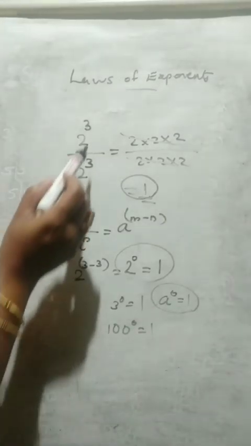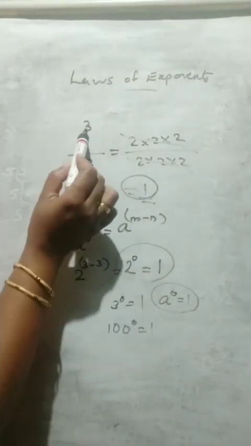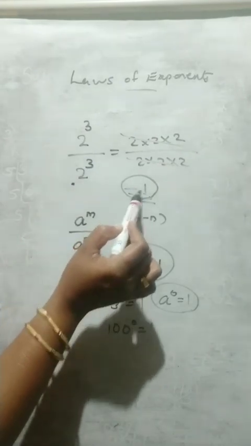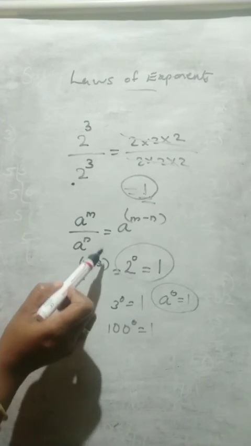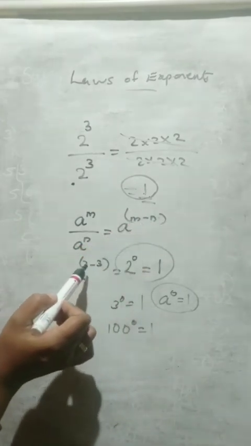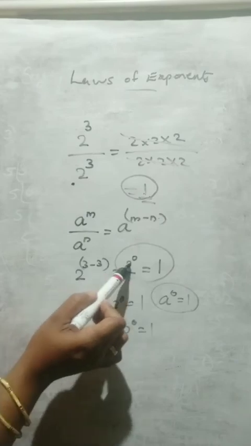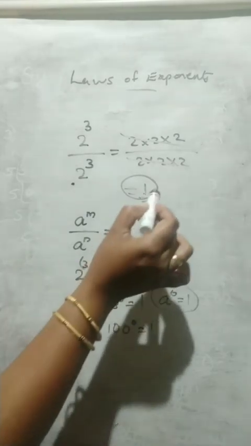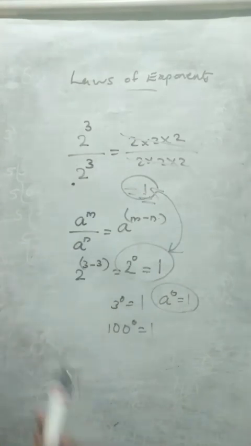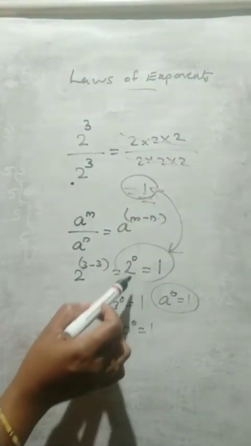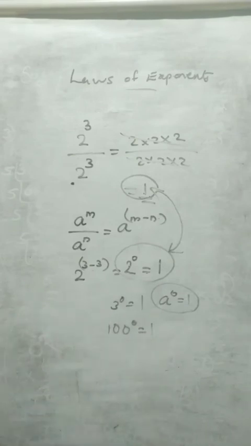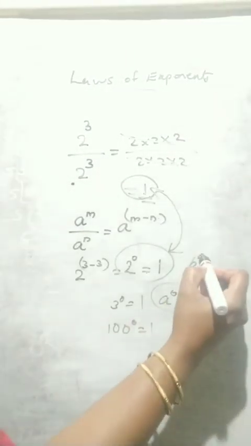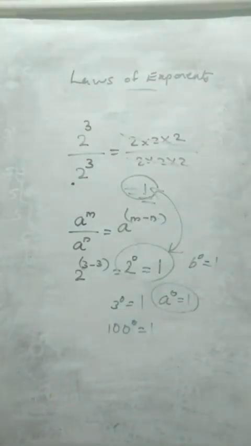Here we got it as 1. 2 raised to 3 divided by 2 raised to 3 is equal to 1. But when we apply the law, we get 2 raised to 3 minus 3, that is a raised to m minus n, which is equal to 2 raised to 0, is equal to 1. The value will always be the same. So 3 raised to 0 is equal to 1, 100 raised to 0, or any number raised to 0 is equal to 1. Then b raised to 0 also is equal to 1.